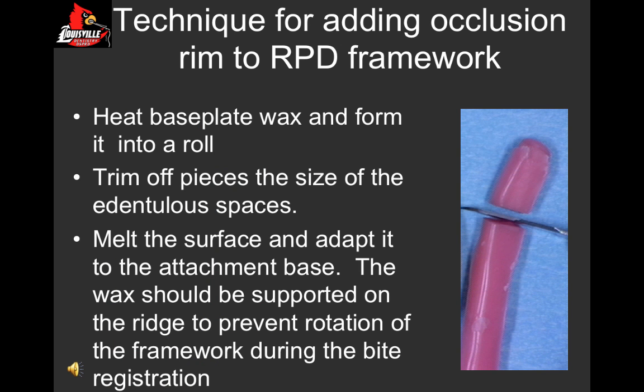I then begin to heat another piece of base plate wax, and I do it like you do for your occlusion rims. You start to roll it and make sure that you roll it onto superheated wax so that it joins to the other pieces of wax. Trim off a piece that's about the size of the edentulous space, and then melt the surface of it and adapt it to the base attachment area where the wax is coming up through the holes.